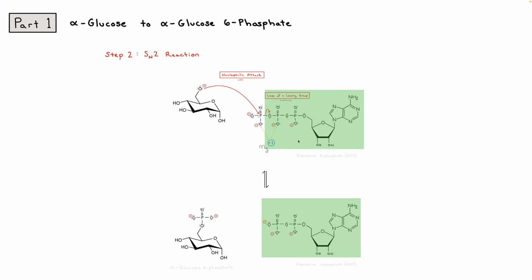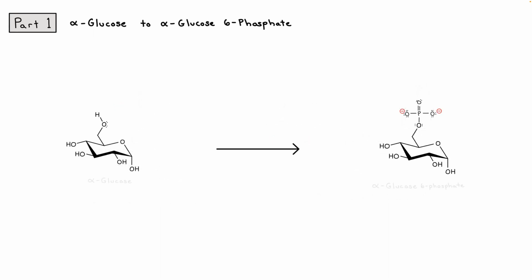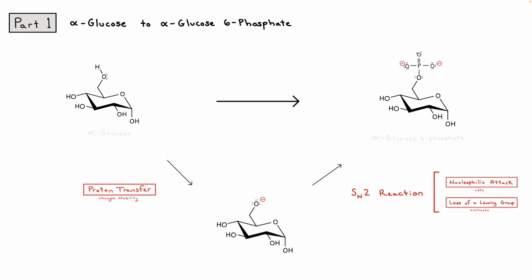And the leaving group is all by itself. If you look at the leaving group up close, you can see that there are only 2 phosphates here. And so now, instead of being adenosine triphosphate, this is adenosine diphosphate, where the di is representing the 2 phosphates on that. So in this first part of glycolysis, we've turned alpha-glucose to alpha-glucose-6-phosphate. We did that through sort of 2 steps.